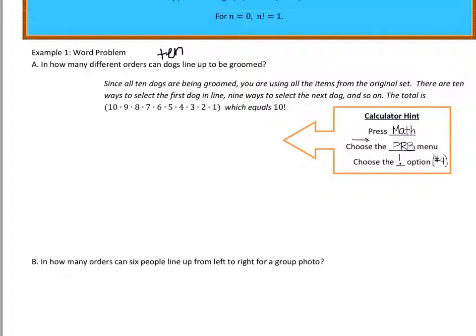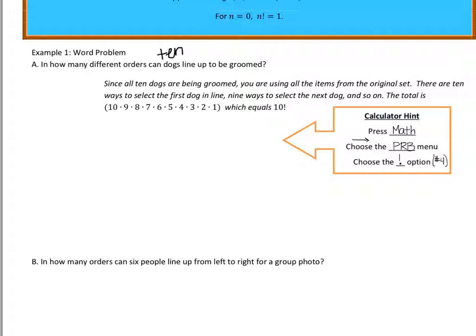Okay, so say 10 of us go to the pet salon, the grooming place, and we all want to get our pets groomed, and they're just trying to figure out what order is best, but they want to see all their options for the order. Okay, so should my dog get groomed first? Should Ty's? Should Lila's? Figure it out. So it says, since all 10 dogs are being groomed, we use everything in the original set. Okay, so we're talking about 10.